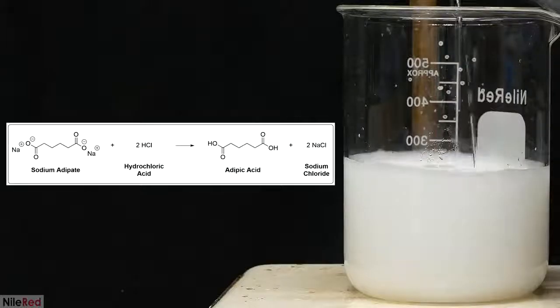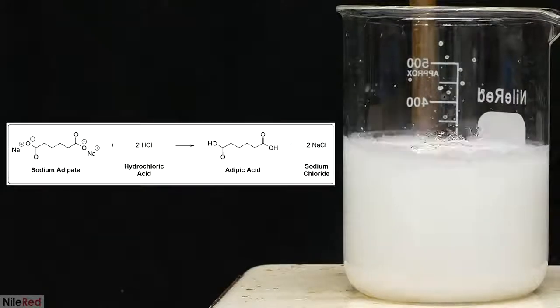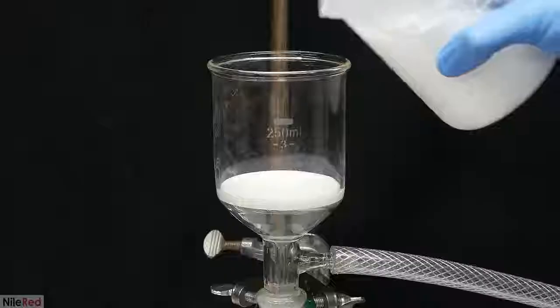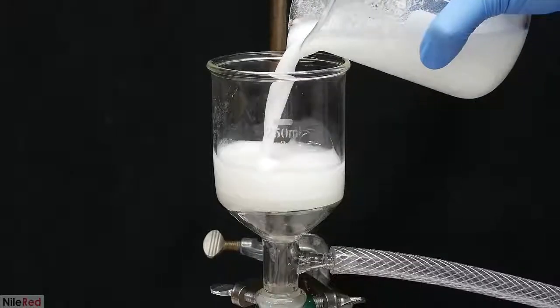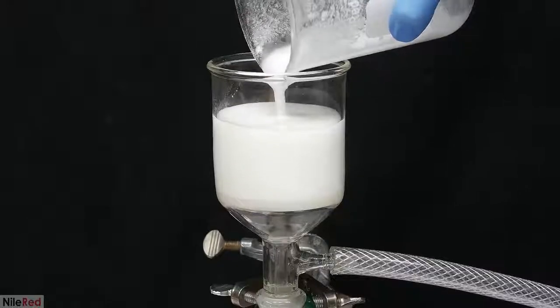The hydrochloric acid reacts with sodium adipate to make adipic acid and sodium chloride. The sodium chloride is very soluble in water, but the adipic acid isn't, so it precipitates out. I continue adding the hydrochloric acid until I get to a pH of about 1. The beaker is placed in a freezer and cooled to around 5°C, and then the adipic acid is filtered off.